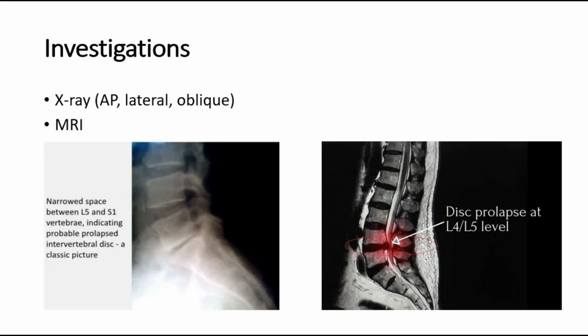So for investigations, we can do X-ray for AP view, lateral view, and oblique view. This is to look for decreased joint space, which is expected in prolapsed intervertebral disc. Shown in the first picture, there is a narrowed space at one of the common sites, which is between the L5 and S1 vertebrae, suggesting that there may be a prolapsed intervertebral disc. X-ray can also be done to exclude any bone disease or other differential diagnosis. MRI is another investigation for surgical planning and also to rule out cauda equina syndrome. If you look at the second picture, it shows an MRI. It can also show that there is a disc prolapse compressing on the spinal cord.